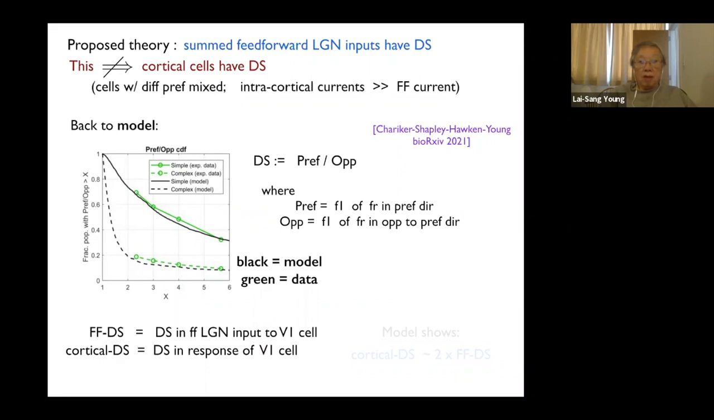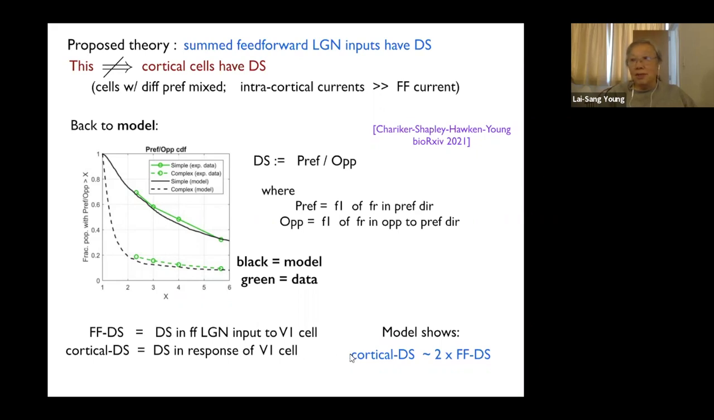Okay, but still, I want to get back to this one thing, that there is this input, which I think of as feedforward DS. That is the DS in the feedforward input to a cell versus the DS in the response of the cell. Those two things are not exactly the same. And I'd like to finish by saying something about this. So the worry was that the response may be a lot smaller than the first. And that's what we were worried about.